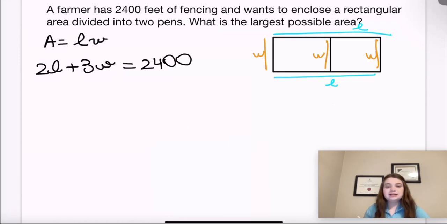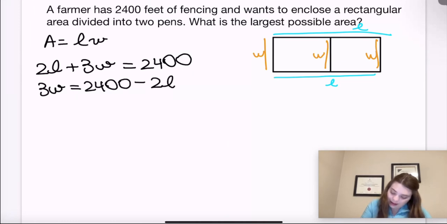All right, next I'm going to subtract 2 lengths from both sides. So then we're going to get that 3 widths is equal to 2,400 minus 2L. And then if I divide both of these by 3, I get that W is equal to 800 minus 2/3 L.